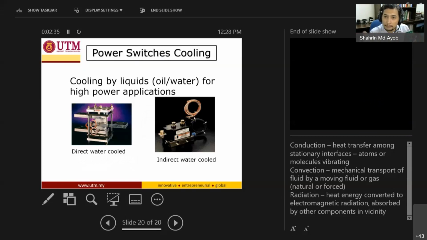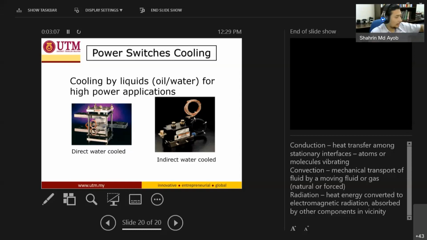Then we have another, very complicated method, for example direct water cooling, like your car's engine. Your engine will become hot, so to cool it down you use a radiator. That is actually higher cost. So for power electronics, usually what we do is just use the heatsink.